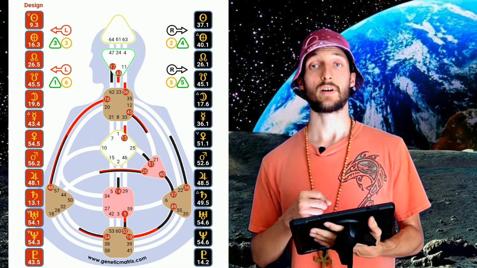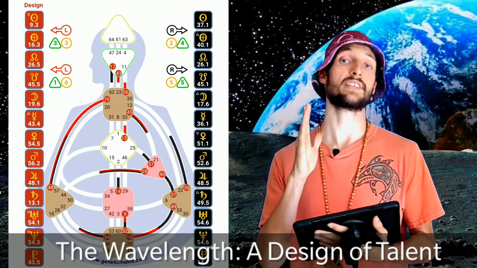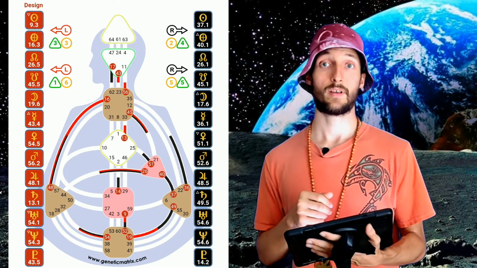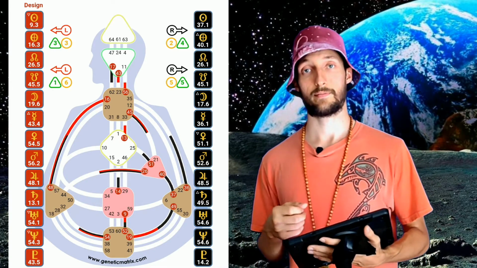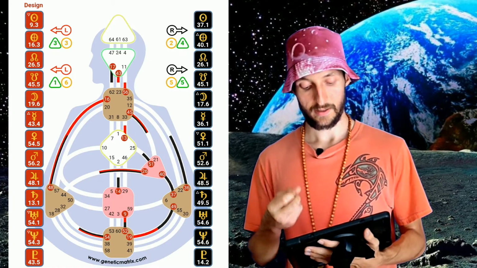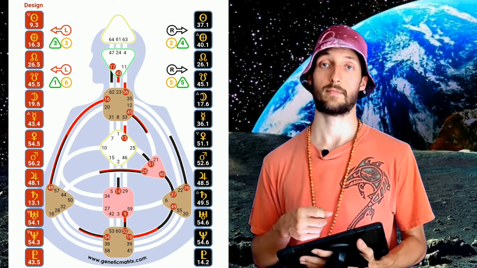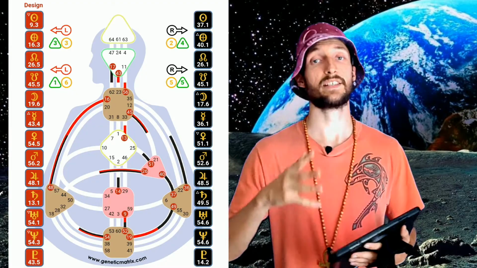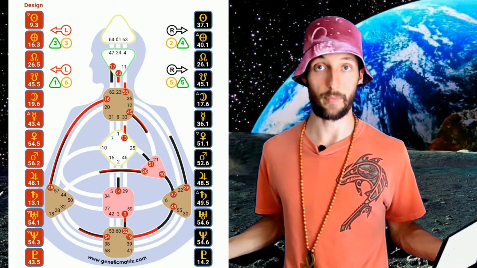you're seeing something called the channel of the wavelength. This is called a design of talent in the classical Rave I Ching as Rata. So when we're looking at this channel, we're seeing something that needs time to perfect itself in its expression and capacity to pull from the unknown something new.